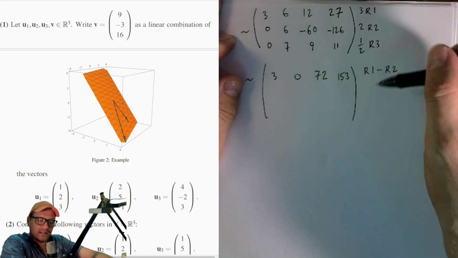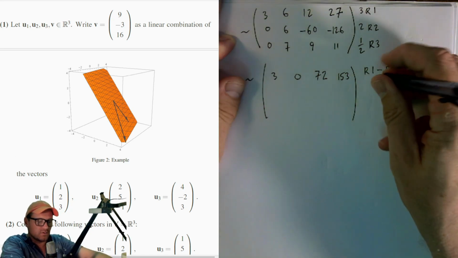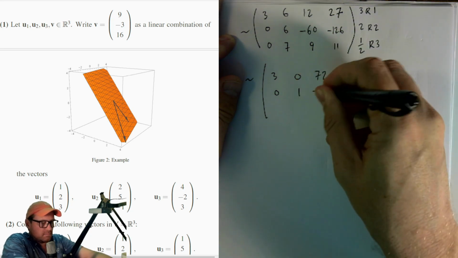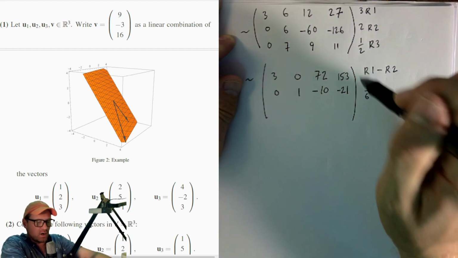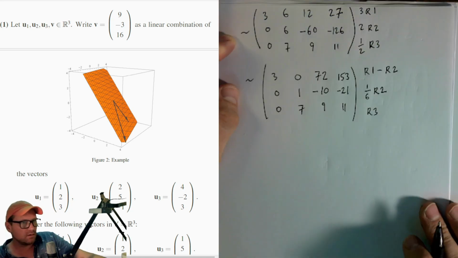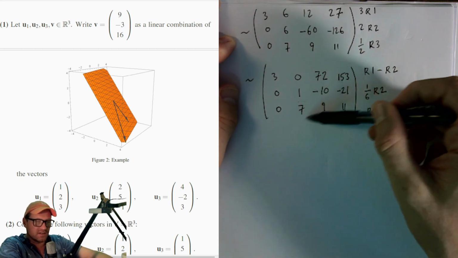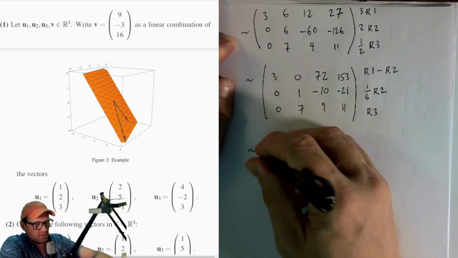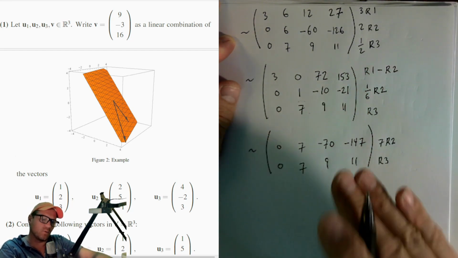Okay, so next let's multiply row 2 by 1/6 of row 2. So 0, 1, minus 10, and minus 21. So 6 times 21 is 126. And then we'll just copy down row 3. Okay, now I really want to have a 7 here so that I can have a 0 where this 7 is. So let's multiply row 2 by 7. And let's multiply row 1 by 1/3.